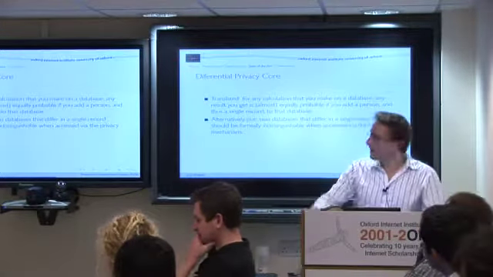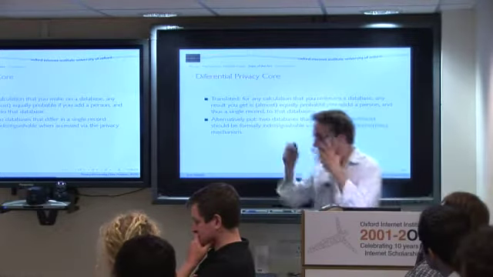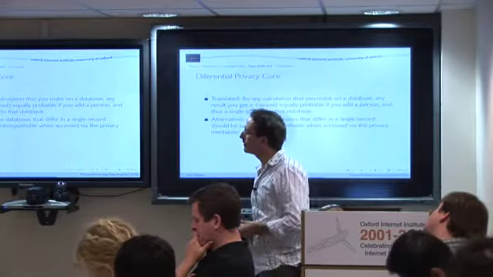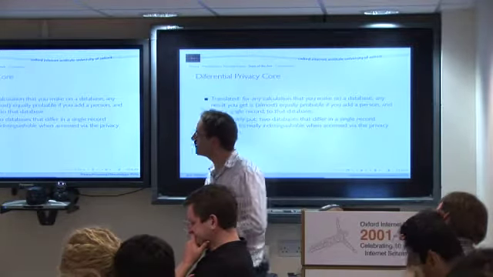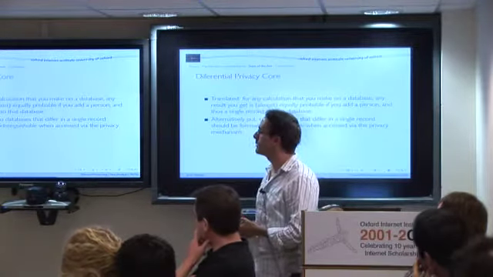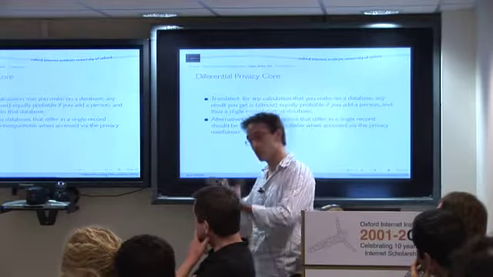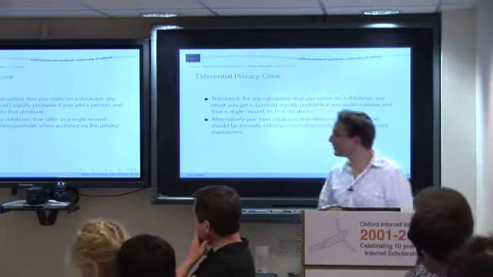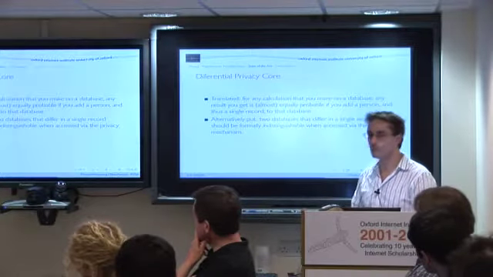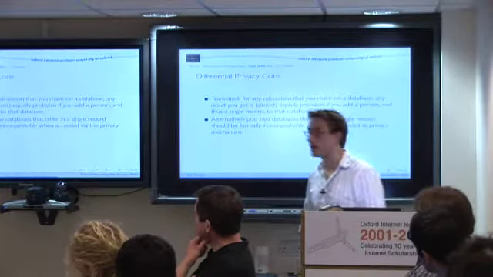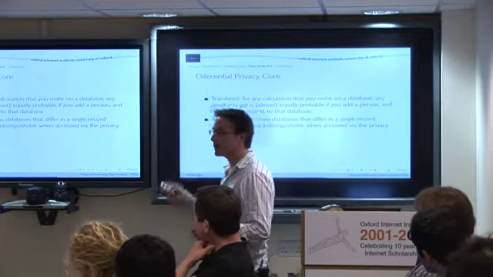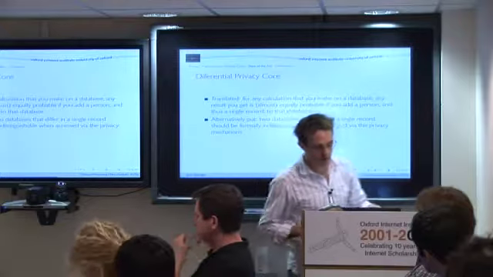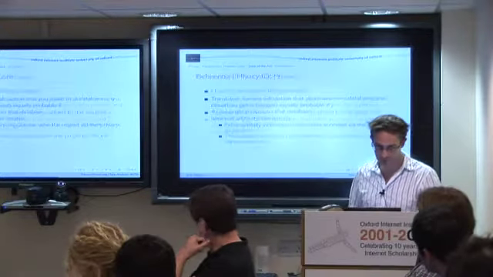I've already said this to some extent, but let me say it again in words that I wrote down beforehand. For any calculation that you make on a database, any result you get is almost equally probable if you add a person or a single record to the database. Or, two databases that differ in a single record should be formally indistinguishable when accessed via the privacy mechanism. So the idea here is that you can't tell the difference between two databases, whether or not they've got one person in them or not.